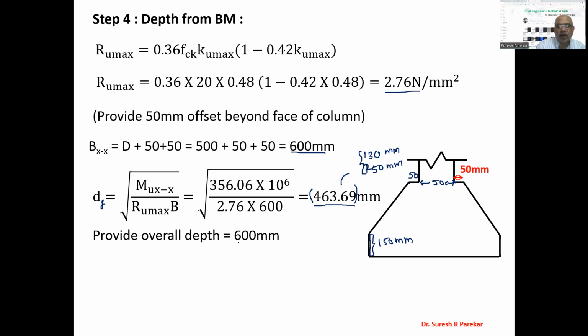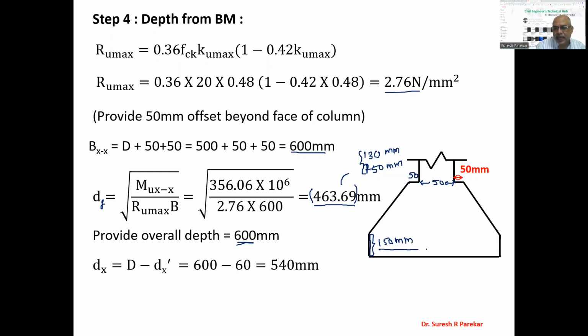So we can go overall depth as 600 millimeter. After this, you consider that depth as overall depth. Now anyone can go 625, 575, but if the check is not satisfied, then you have to revise the depth. So now knowing this depth, dx, we have 600 minus 65, 540.